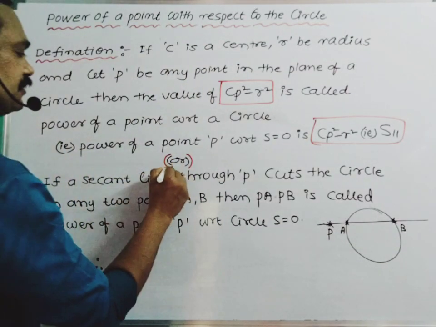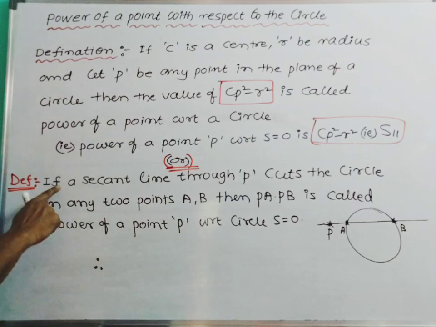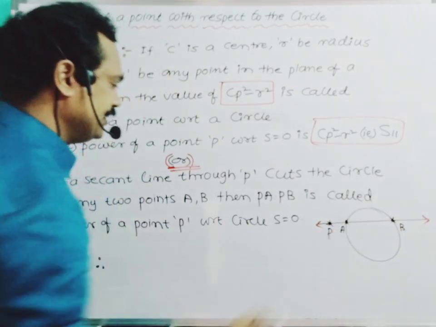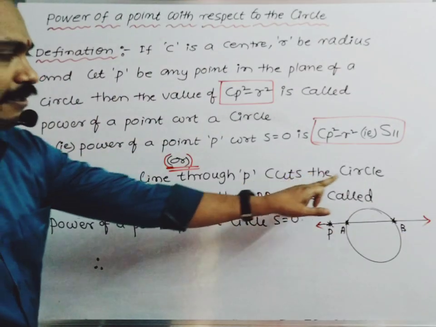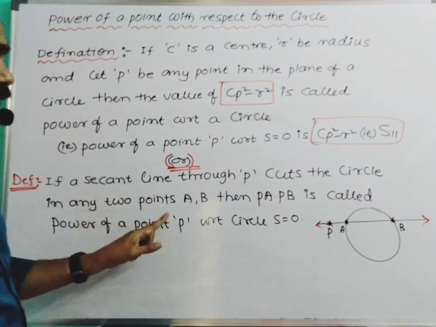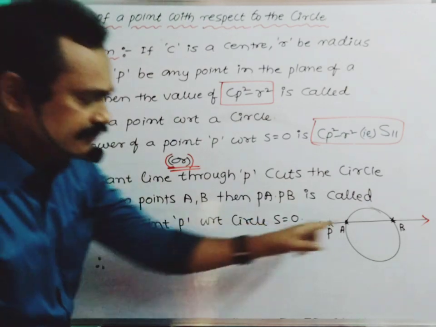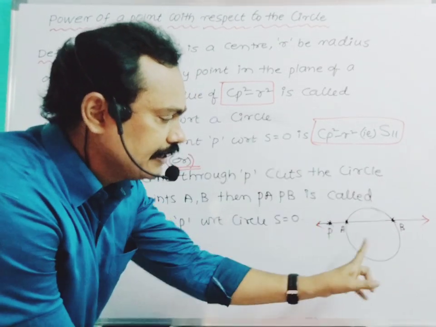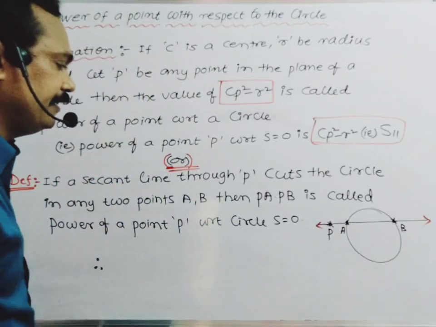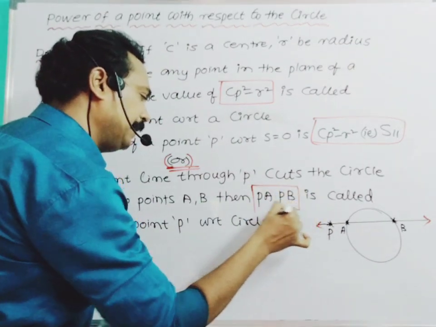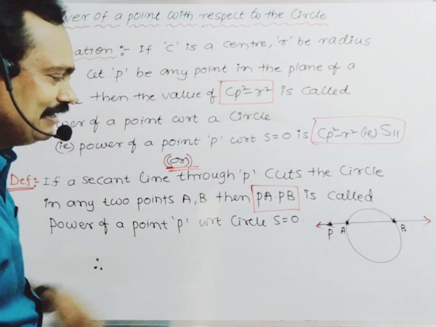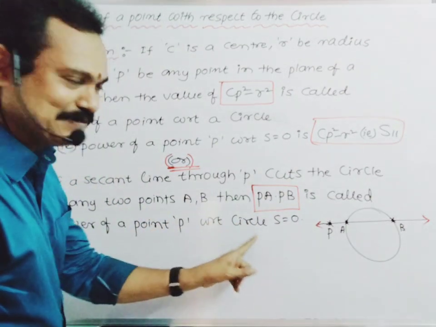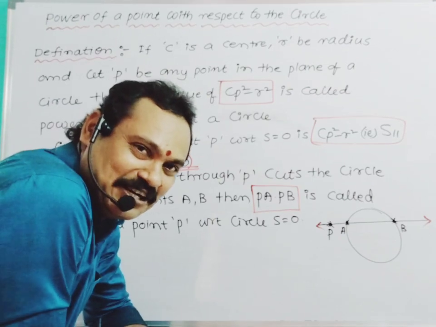And one more definition is there. If a secant line passes through P and cuts the circle in any two points A and B, then the product PA into PB is also called power of a point P with respect to the circle S equals 0.